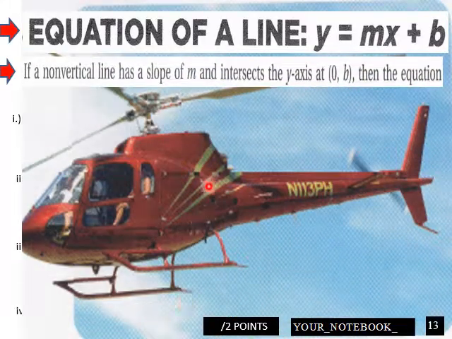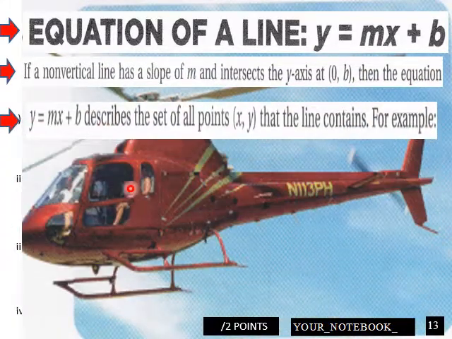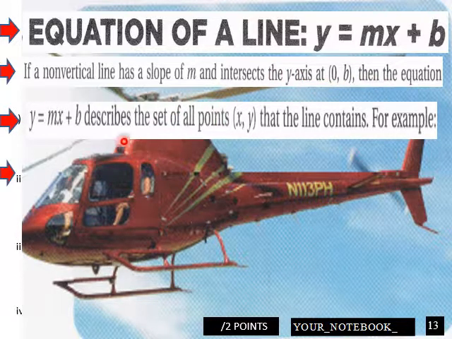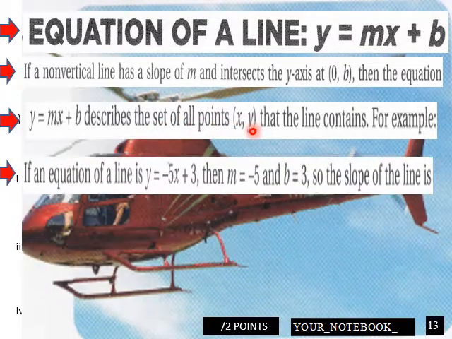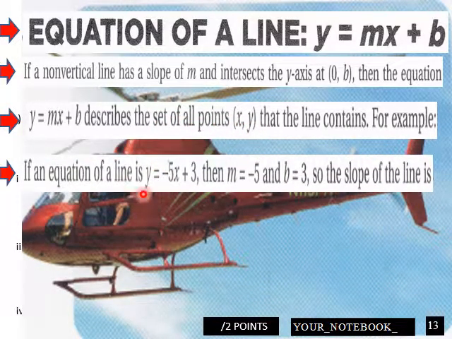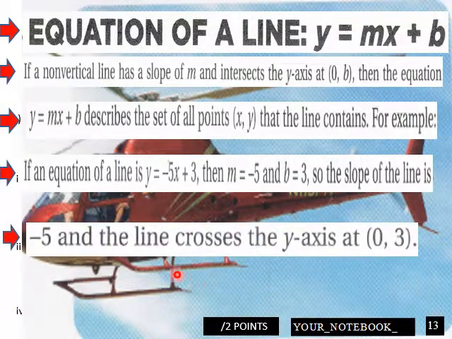So the equation of a line, y equals mx plus b. If a non-vertical line has slope m and intersects the y-axis at (0, b), then the equation y equals mx plus b describes the set of all points (x, y) that the line contains. For example, y equals negative 5x plus 3, then slope equals negative 5, and b is the y-intercept. Crosses the y-axis at 0.